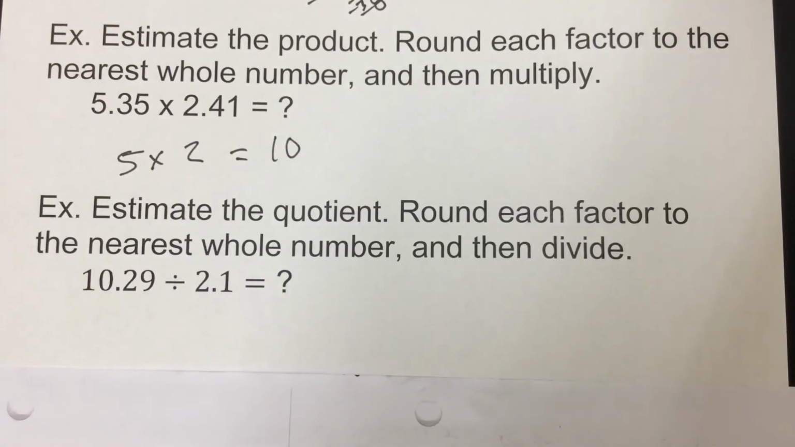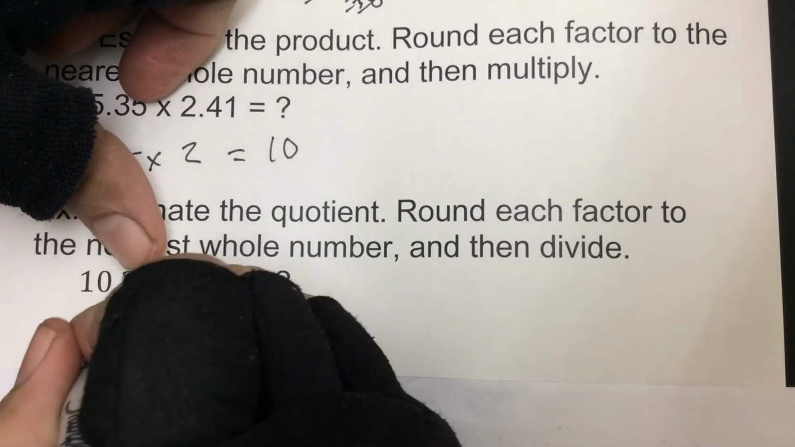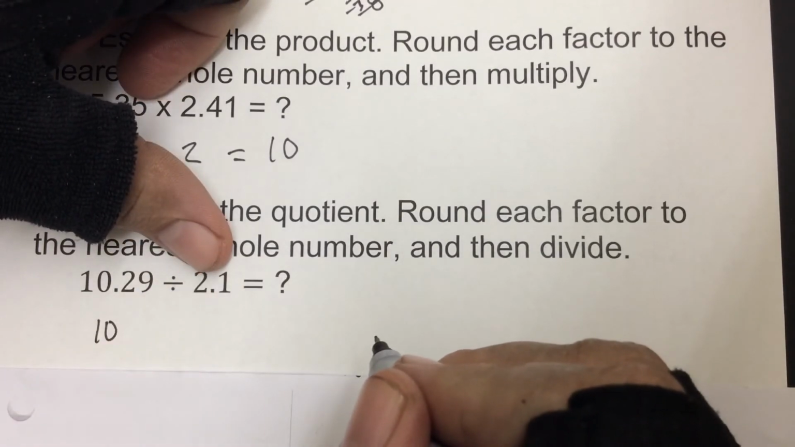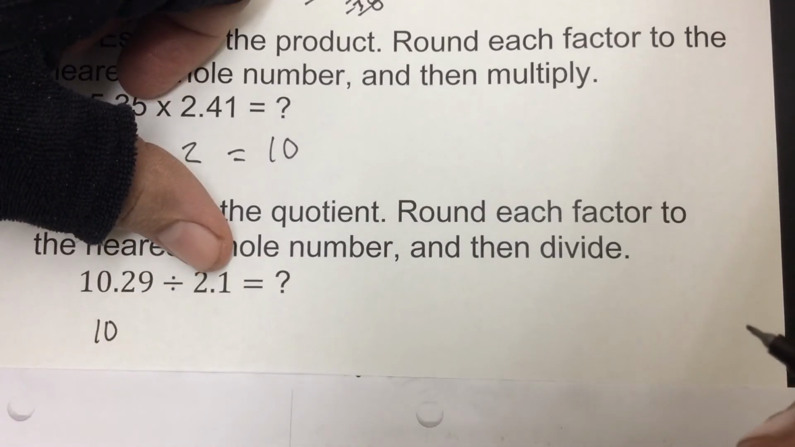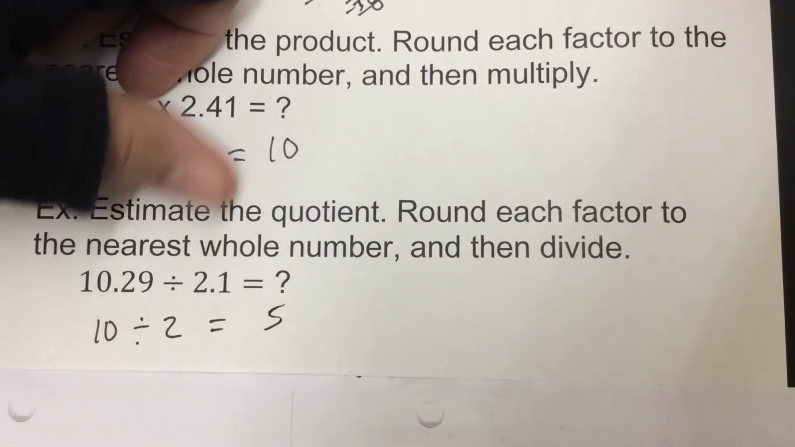Next one here, it says estimate the quotient. Round each factor to the nearest whole number, then divide. So 10 to the right of it is a 2. So 10 will stay at 10. The 2.1 is going to stay at 2. So 10 divided by 2 is going to end up with 5.